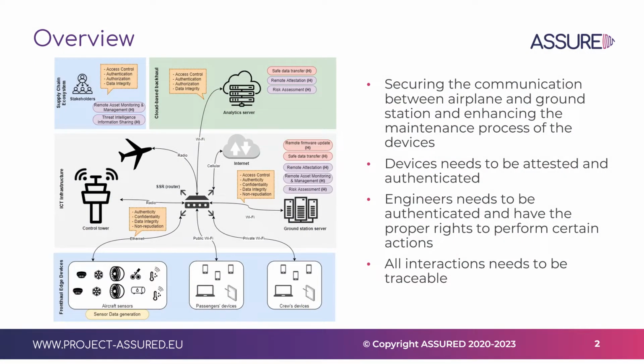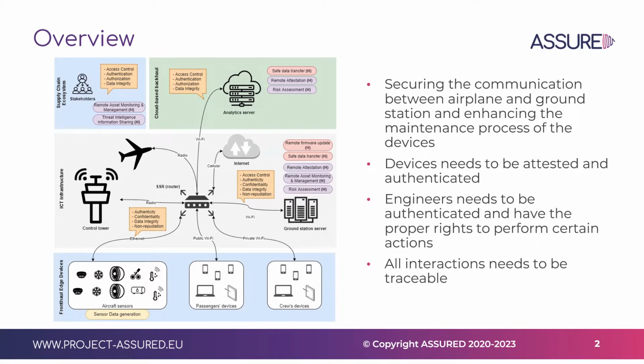Our use case revolves around the interaction between the aircraft and a ground station server. Specifically, we will look into the secure server router, the SSR, located in the cockpit of the aircraft and the ground station server. Currently, the interaction between these two elements is purely wired and requires engineers to be physically present on the aircraft in order to perform any action on the SSR.